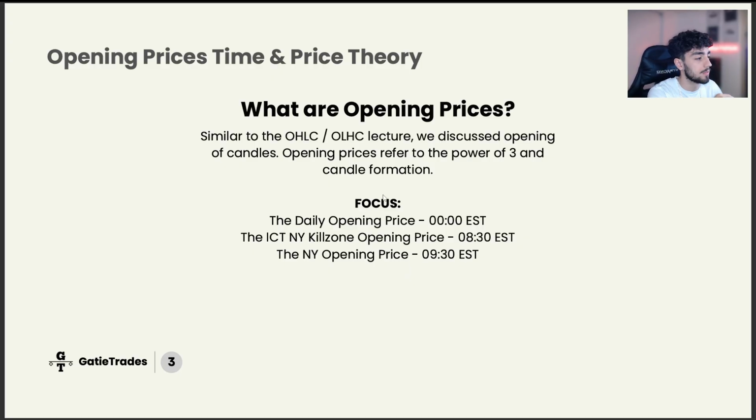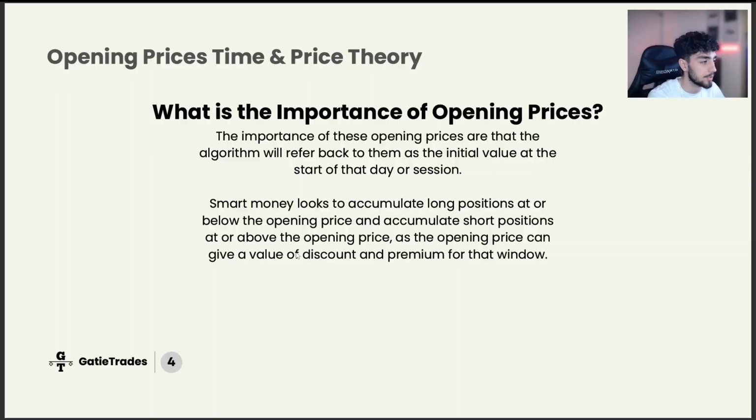So the focus is these three opening prices. We're going to talk about the daily opening price, which is midnight open Eastern time. The ICT New York Kill Zone opening price, which is 8:30 a.m. Eastern time, and then the New York opening price, which is 9:30 Eastern time.